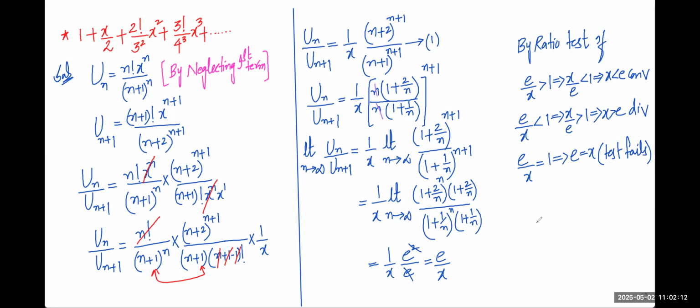So we put this x is equal to e in this equation. When x is equal to e, what happened to this equation number 1? Let's see in the next page. So here it becomes 1 by e times (n plus 2 by n plus 1) raised to the power of n. Next step, next page.